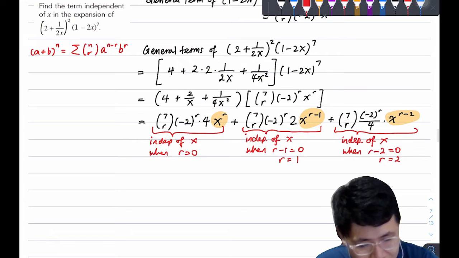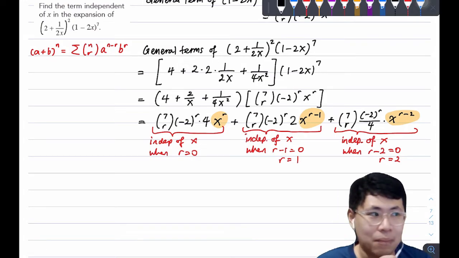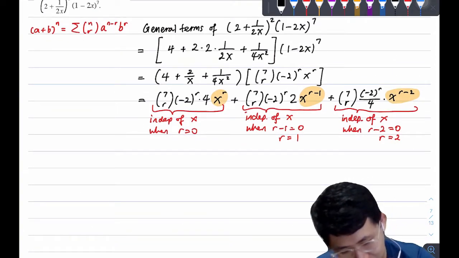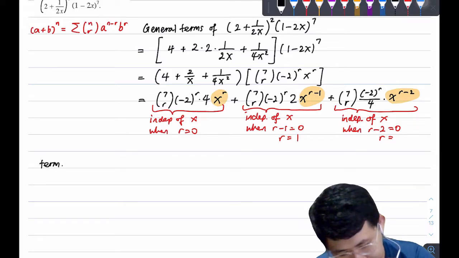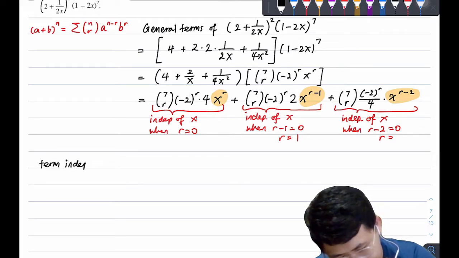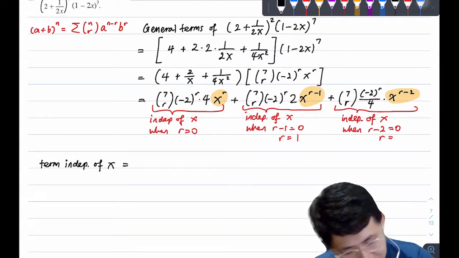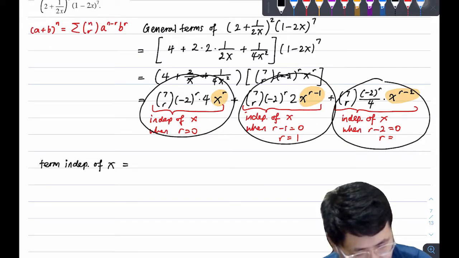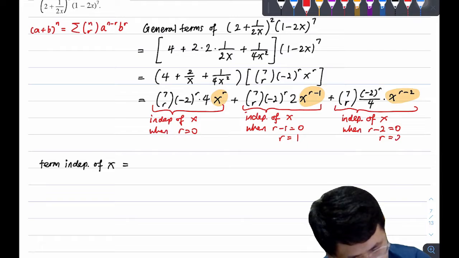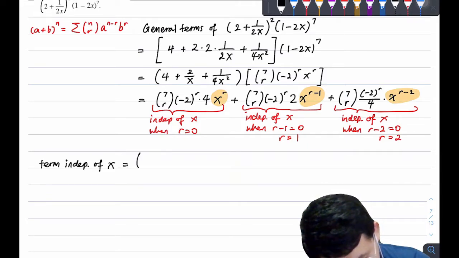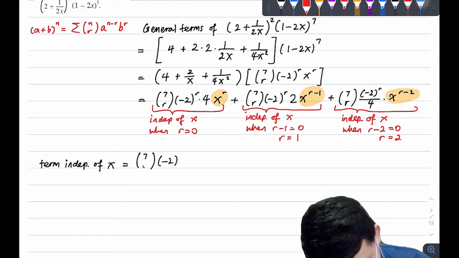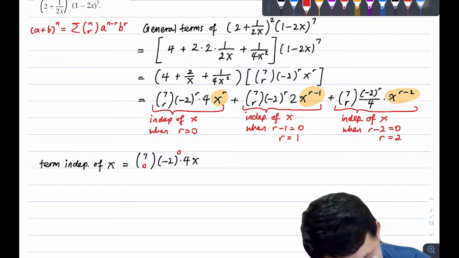So over here what we need to do is add them individually. The term independent of x would simply be: we take this when r equals 0, take this when r equals 1, take this when r equals 2. So this is just going to be equal to 7 choose 0 of (−2)^0 times 4 and x^0.